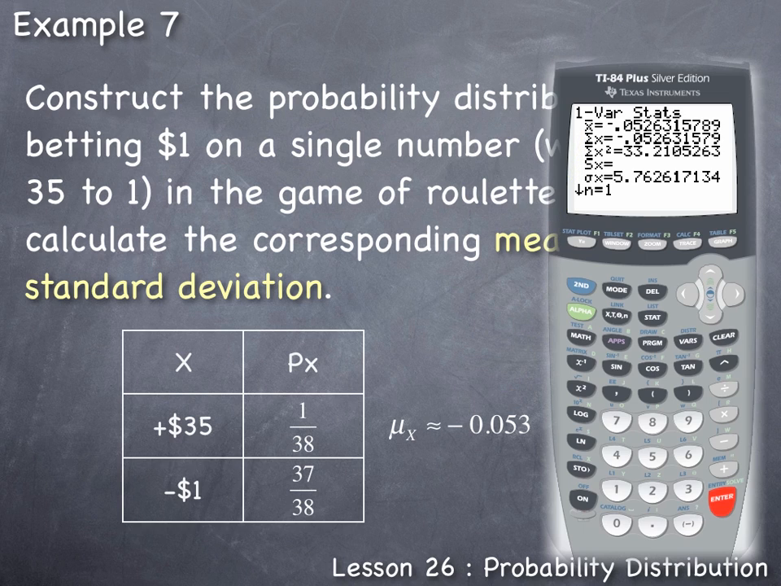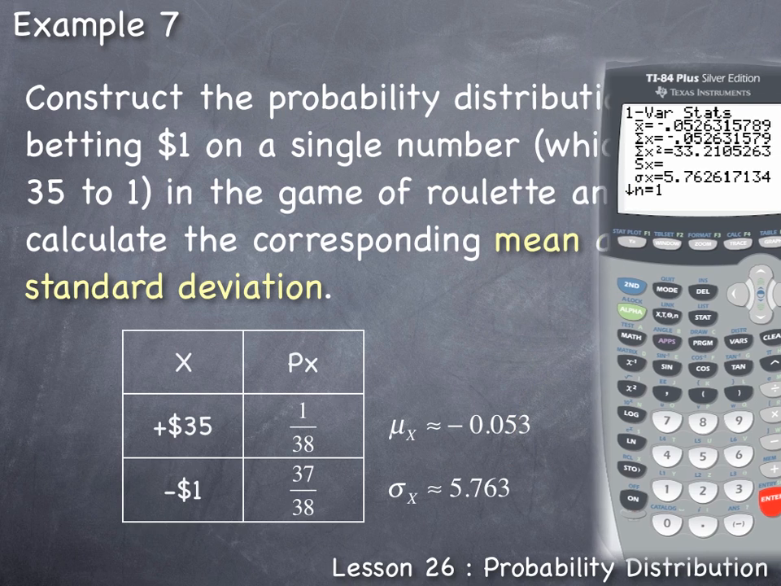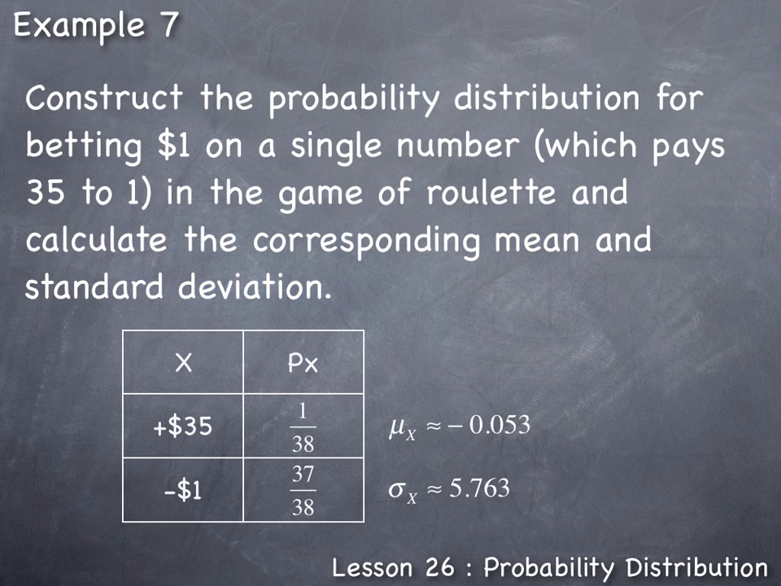And the population standard deviation, sigma sub x, rounds off to 5.763. Again, the units of the mean and the standard deviation are in the same units as the random variable. So the values for the mean and standard deviation here are in dollars, just like the random variable x is in dollars. So here we have our solution. We constructed the probability distribution for betting $1 on a single number in the game of roulette, and the corresponding mean and standard deviation.